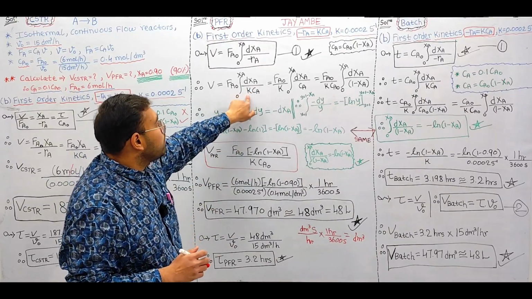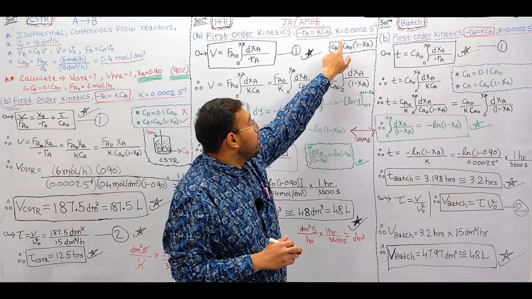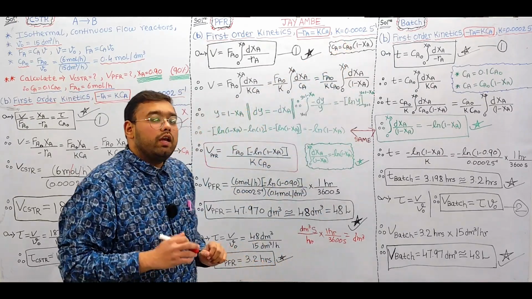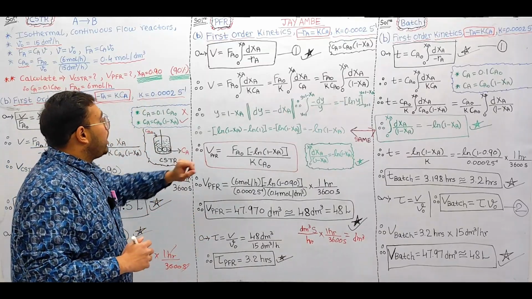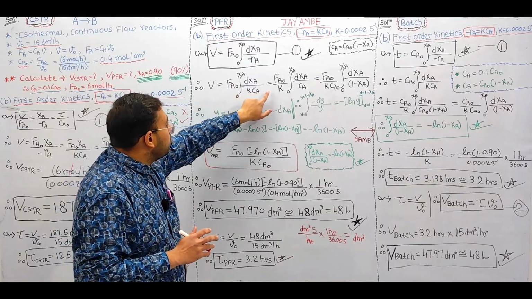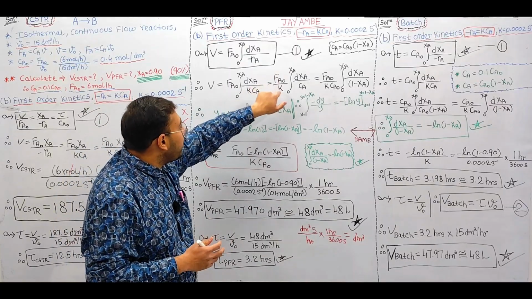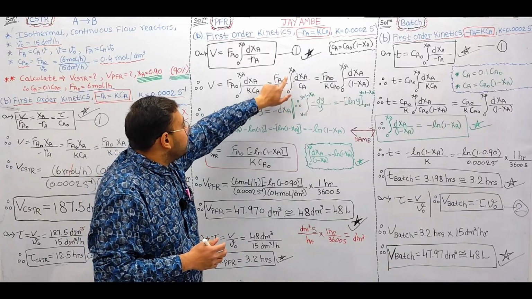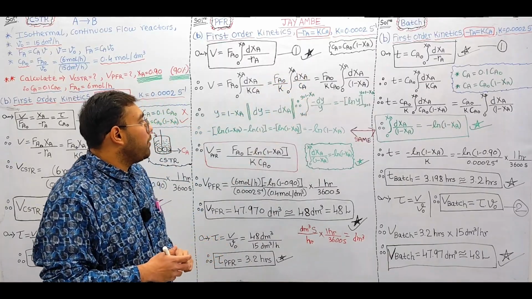The K here is a constant, right? The rate constant value is constant because K is equal to 0.3502 second inverse. Due to those reasons, we are taking K out of the integral, right? So we'll get the formula as FA naught divided by K integration of 0 to XA dXA upon CA.